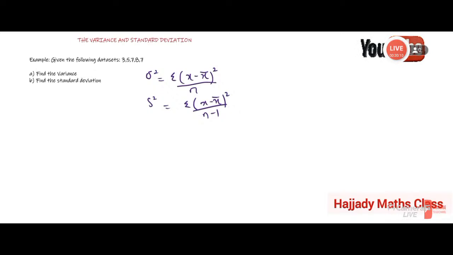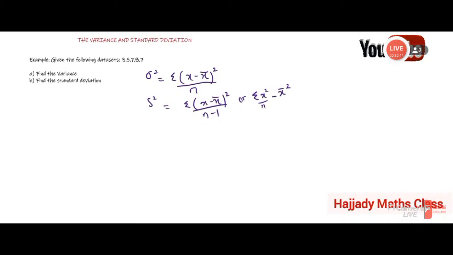So for this, we can have this in this form, or alternatively, it can be written as summation x squared over n minus x bar squared. Don't forget our x bar is the mean. So we are going to use these two formulas to solve our example given here. Here we are told that given the following data set 3, 5, 7, 8, 7, find the variance and also the standard deviation.